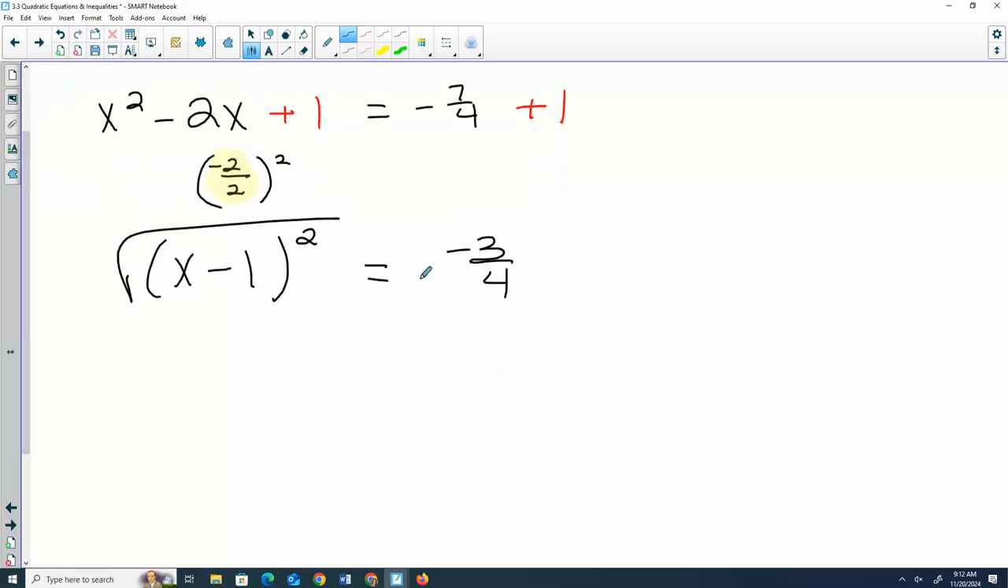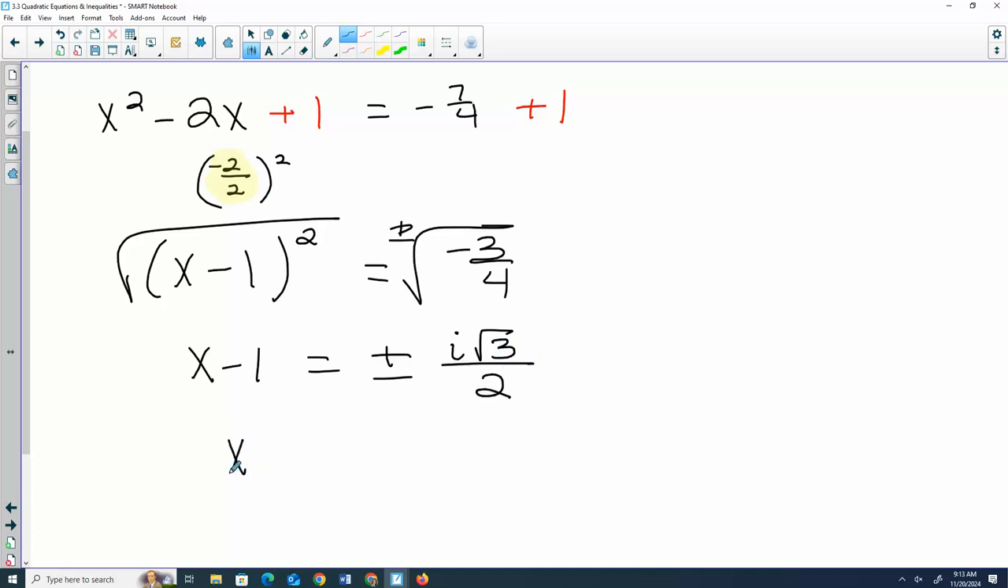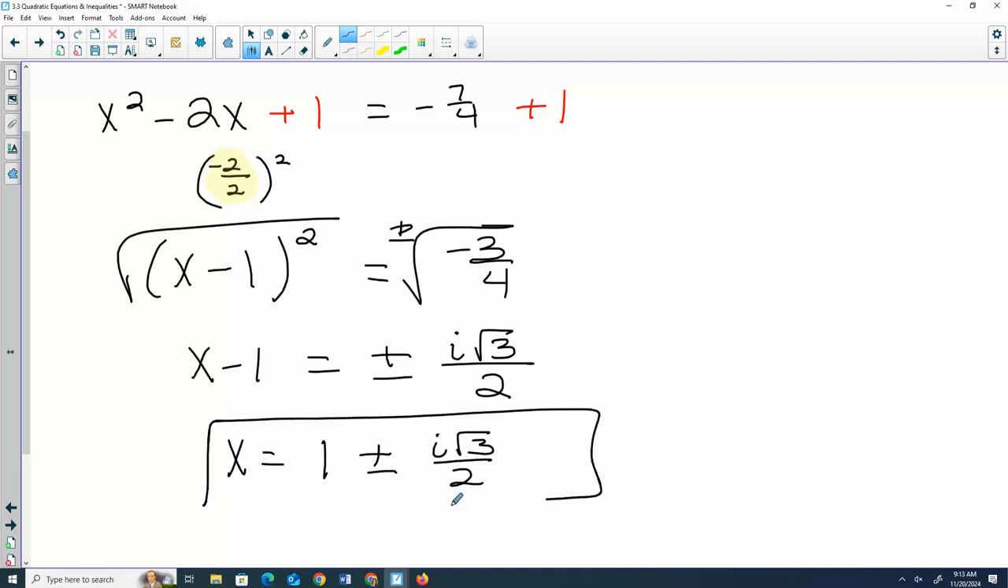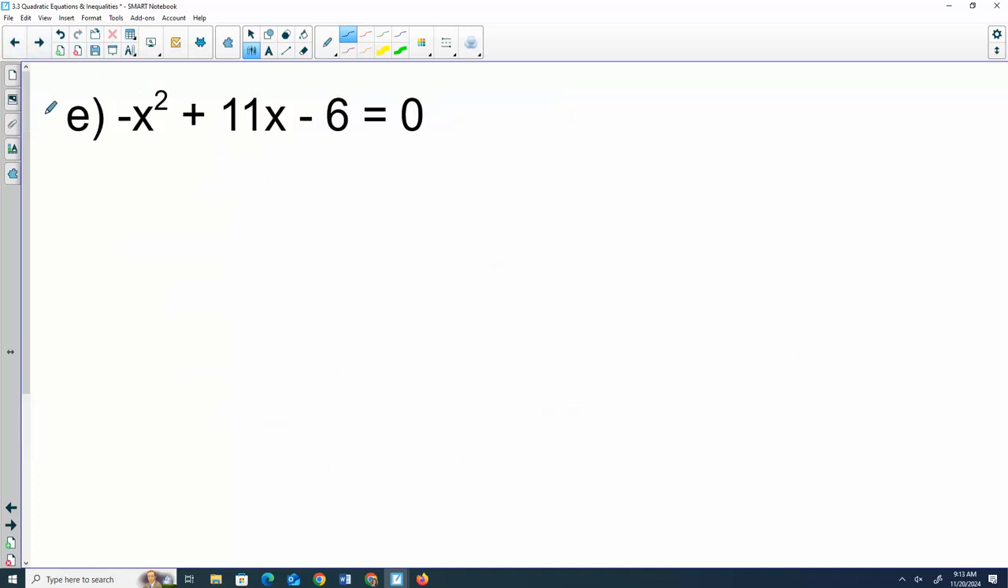Then we square root, plus and minus, so we get x minus 1 equals plus or minus the square root of negative 3 over 2. And then add over the 1, so it's 1 plus and minus i radical 3 over 2. We're not there yet. So let's try some more. Some of you have it, and some of us still need a little more practice, and that's fine.